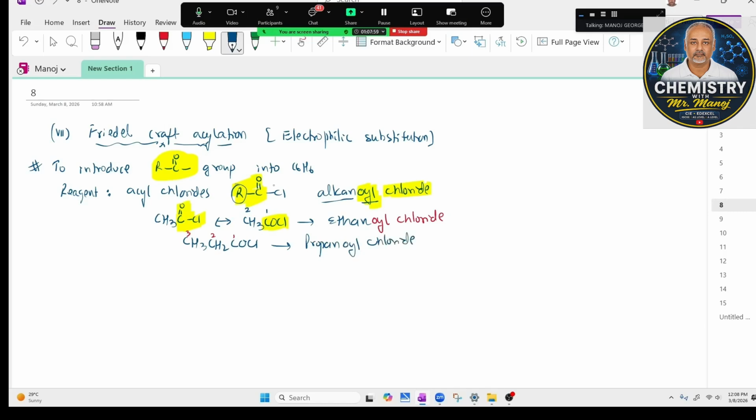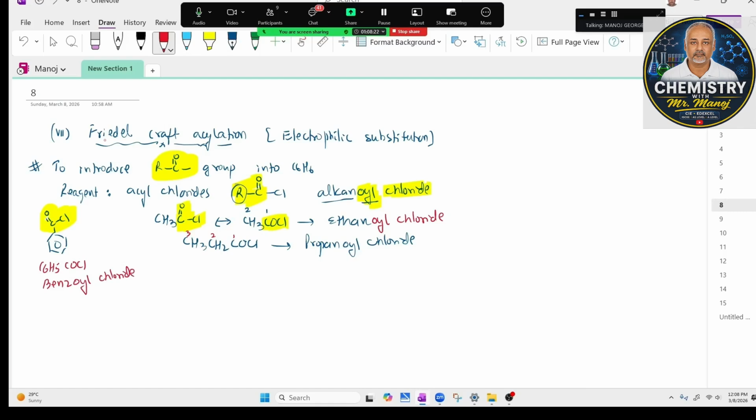Don't forget the very popular benzene. Even benzene has COCl. Good to know this one. This is classic C6H5COCl. This is called benzoyl chloride. Good to feel familiar with these names.